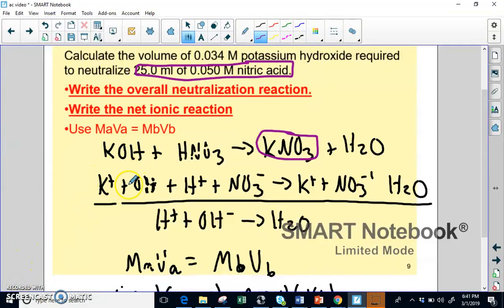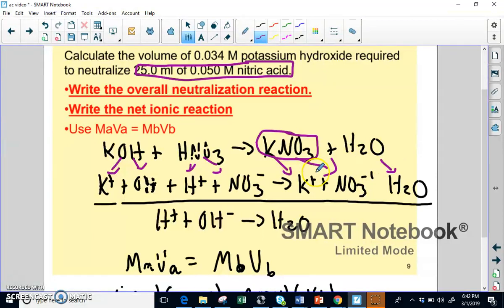So let's go over the net ionic writing a little bit again. This is a strong base, so it ionizes completely into K+ and OH⁻. And this is a strong acid, so it also ionizes completely into H+ and NO3⁻. This is a soluble salt. If you remember your solubility rules, nitrates are always soluble. So this completely dissociates into its 2 ions. And water's a liquid, it just gets brought down.